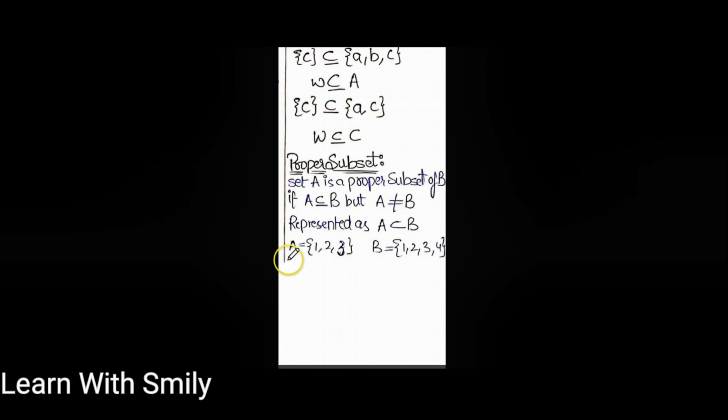Suppose A equals {1, 2, 3} and B equals {1, 2, 3, 4}. This is a proper subset, where A is not completely equal to B. There are some elements of A in B, but not all of them. If all the elements are the same, then it is called a subset.